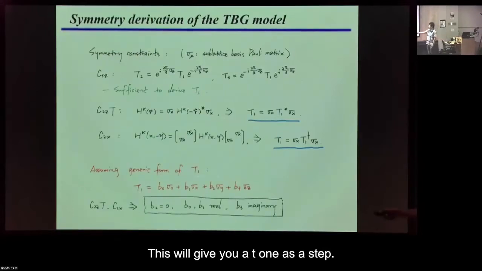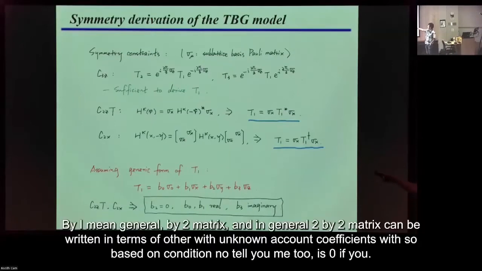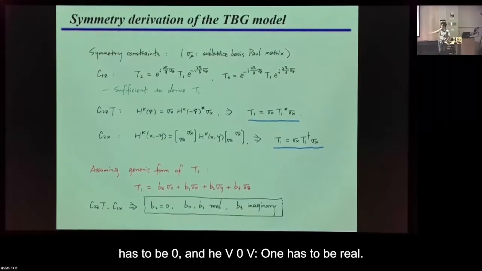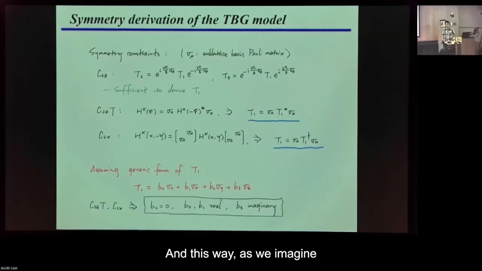In general, T1 is just a 2x2 matrix. And in general, a 2x2 matrix can be written in terms of Pauli matrices and the identity matrix, sigma 0 here, with unknown coefficients, which could be complex before you determine them. You just plug these two conditions into this ansatz, and that will tell you B2 has to be zero, B0 and B1 have to be real, and B3 has to be imaginary.